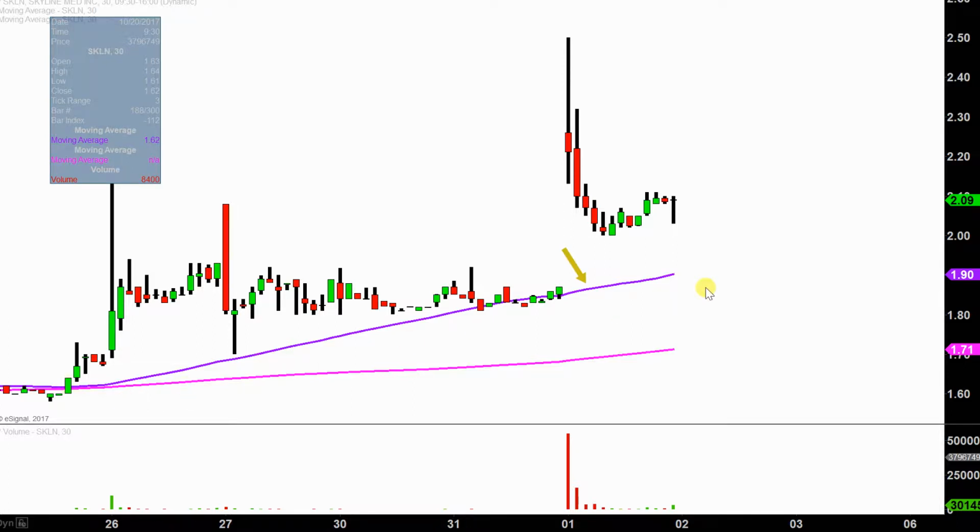Again, keyword being moving average, so as time goes by, that purple line is just going to continue to move itself higher and higher. So the very basic and simplistic way to look at this is as long as the price stays above that purple line, as the purple line moves higher and higher, then the bulls are in full control, full health, no questions asked.